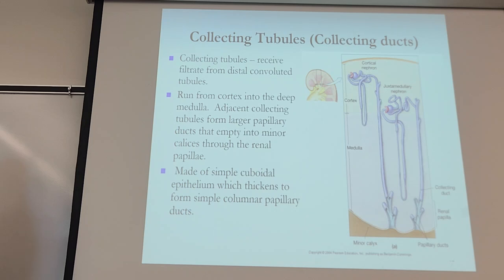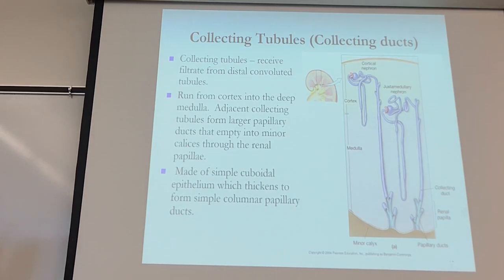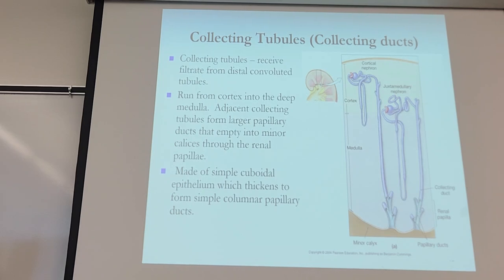And this is kind of your last ditch effort to reabsorb any water, or get rid of any waste that you need to. Because once filtrate leaves the collecting duct at the papilla, it is now urine. There's no going back. There's no modification after that. Collecting duct is the last. So the collecting duct is targeted by antidiuretic hormone. And antidiuretic hormone tells the collecting duct, reabsorb some more water, if we need to.